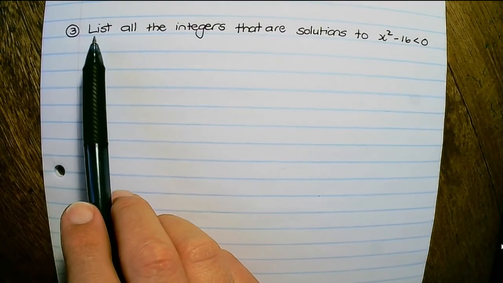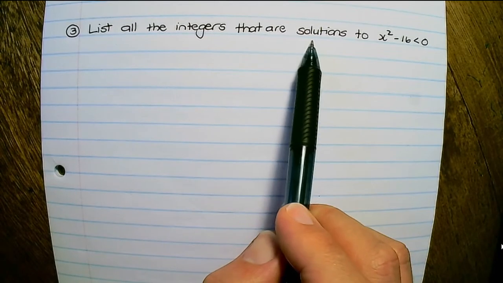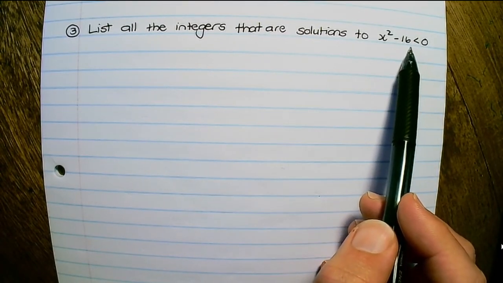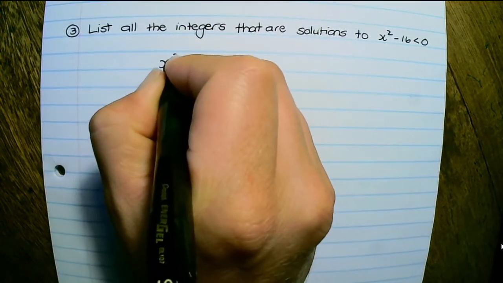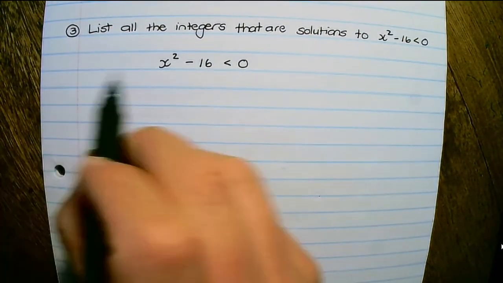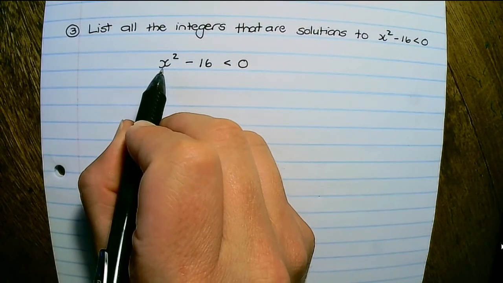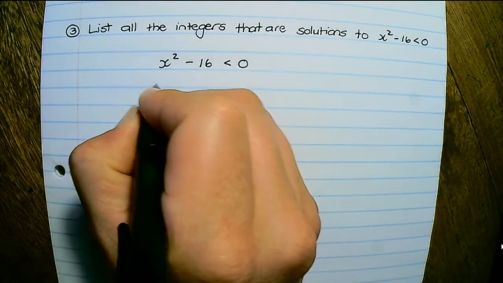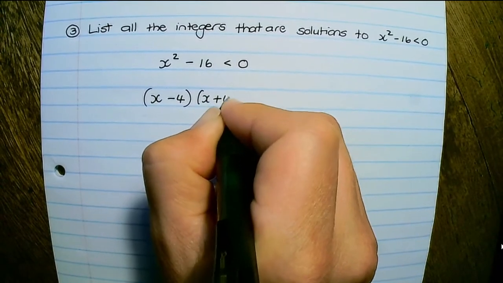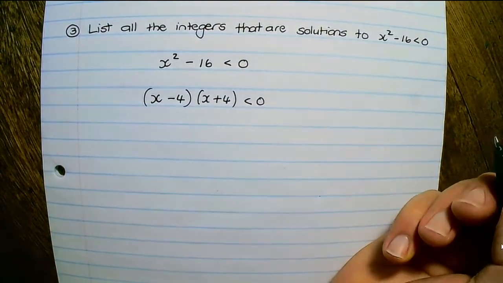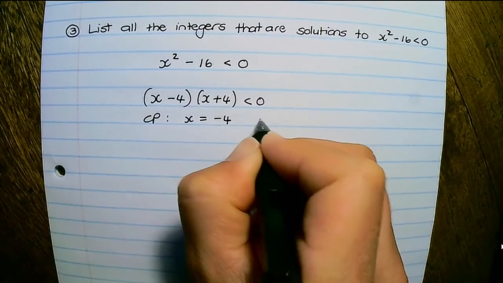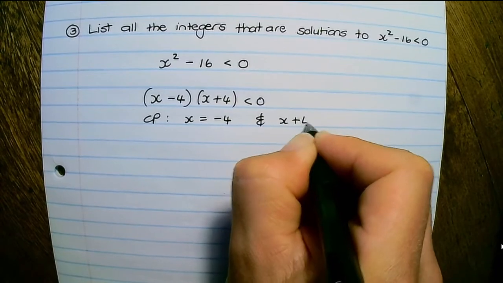Now, next example, we want to list all the integers that are solutions to x squared minus 16. So we start with the inequality again, x squared minus 16 smaller than 0. And I can see that this is a difference between two squares, so it becomes x minus 4 and x plus 4 smaller than 0. And I can see my critical points would be x equals negative 4 and x equals positive 4.